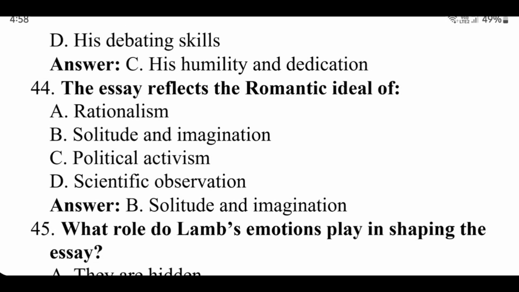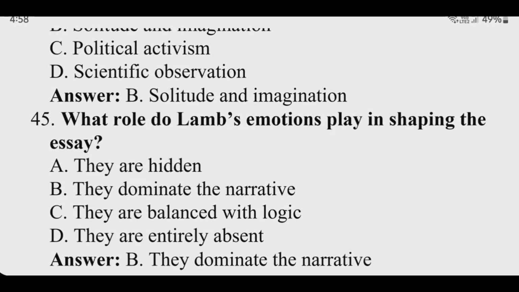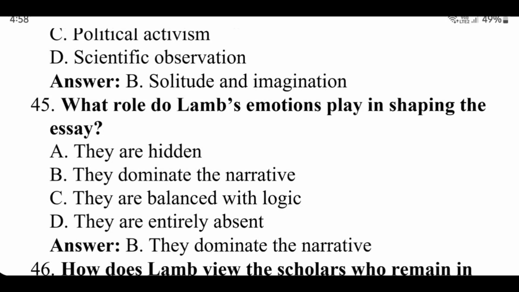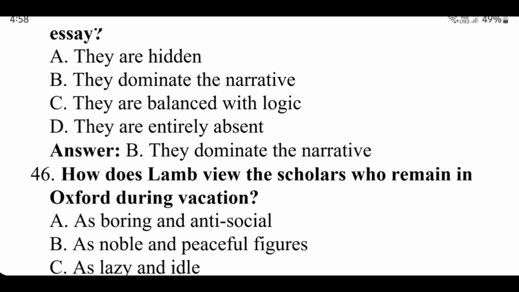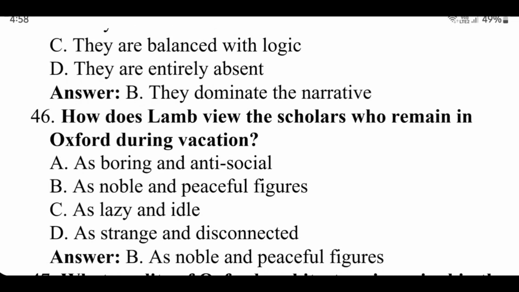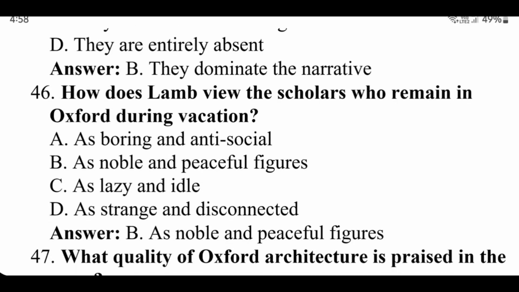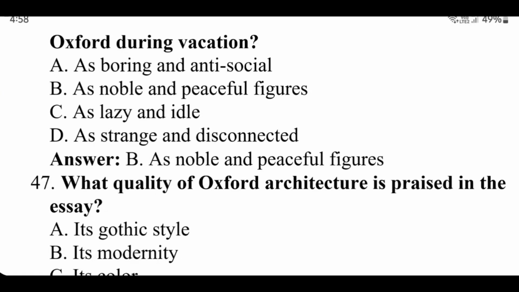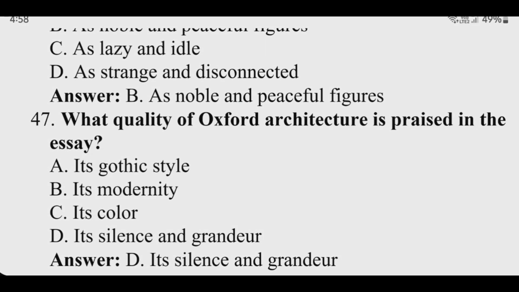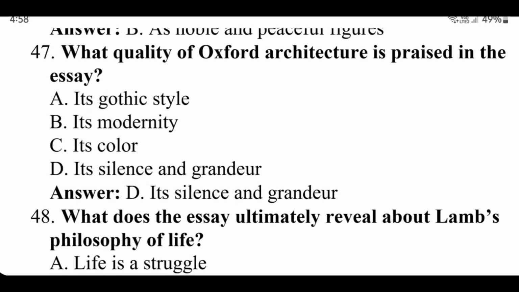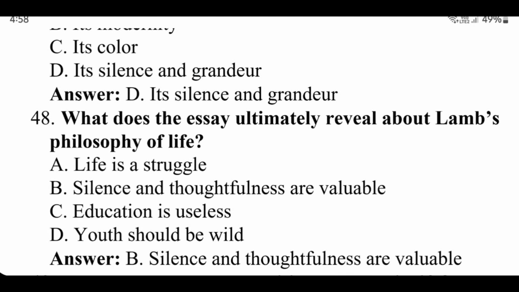What role do Lamb's emotions play in shaping the essay? They dominate the narrative. How does Lamb view the scholars who remain in Oxford during vacation? He viewed them as noble and peaceful figures. What quality of Oxford architecture is praised in the essay? Its silence and grandeur. What does the essay ultimately reveal about Lamb's philosophy of life? It reveals that silence and thoughtfulness are valuable.